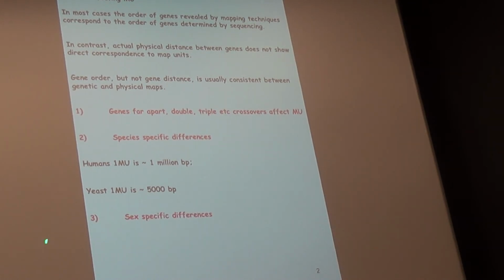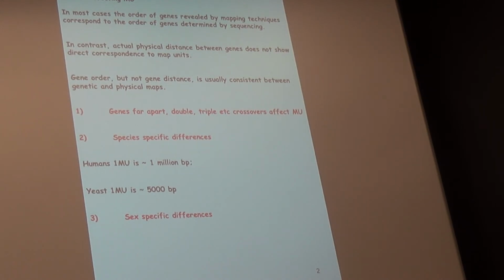Another difference that you see are sex-specific differences. And some of you have been told there are sex-specific differences because some PA has told you that in Drosophila, in males, there is no recombination. Question? The question is, I thought recombination happens more farther apart. So why, when these are like closer together, they have more recombination?